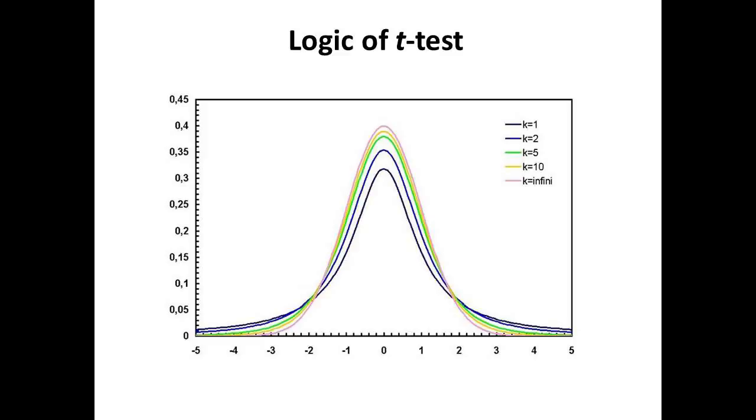But if you have, say, only 6 people in your sample, so degrees of freedom of 5, that's the green curve.